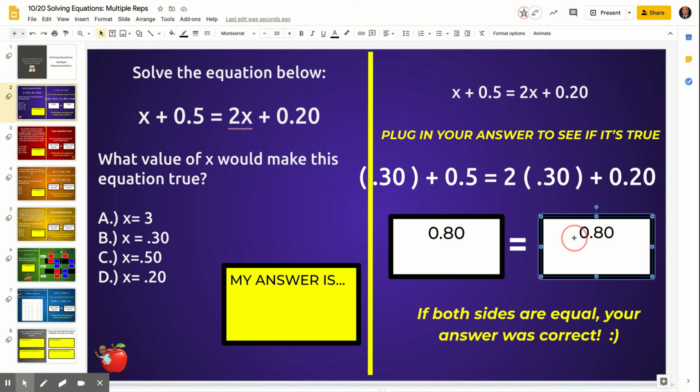Because the left side equals the right side, your answer was correct. If both sides are equal, your answer was correct. So your answer should be B.